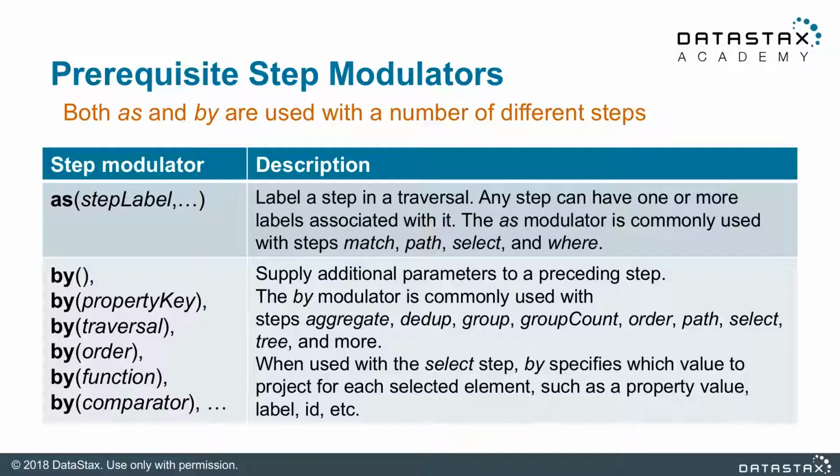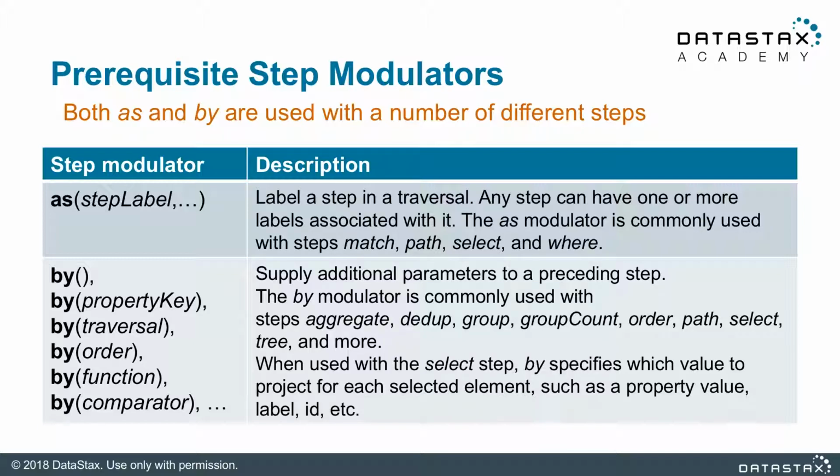There are 2 step modulators that are frequently used with projecting traversals: as and by. The as step is the way to label a part of your Gremlin query. This is the must-have step with a projecting traversal. We have to label something with as in order to use it again later in the query. In practice, we use the as step to assign a meaningful name to a part of a traversal. Then that can be used later on.